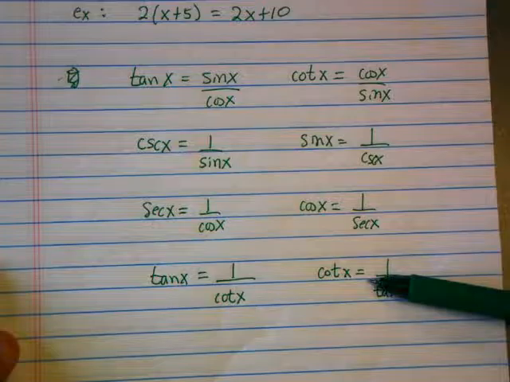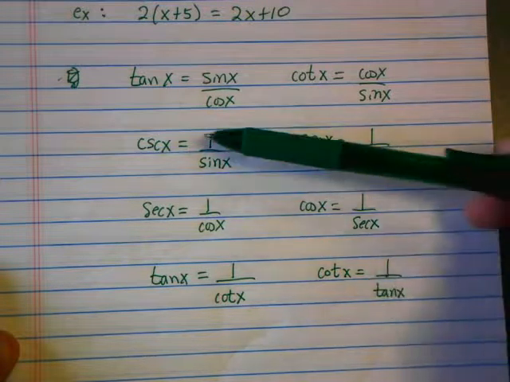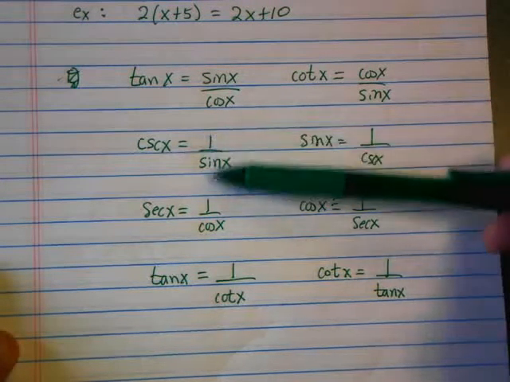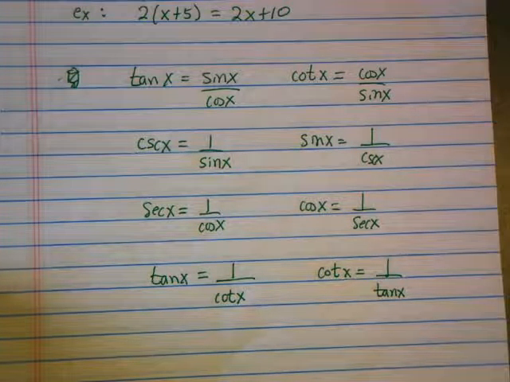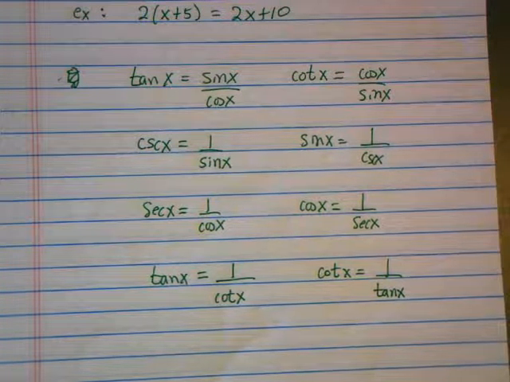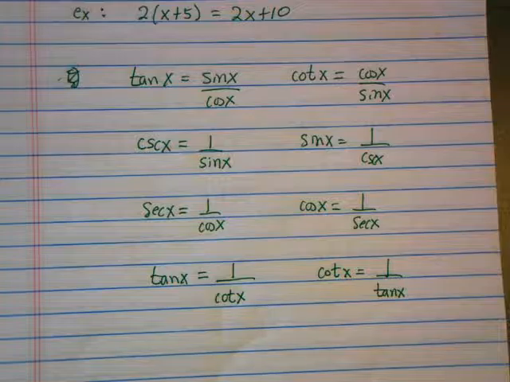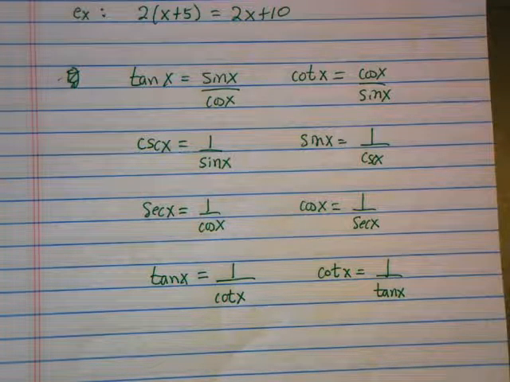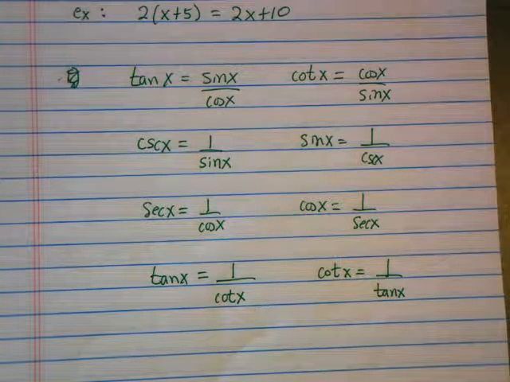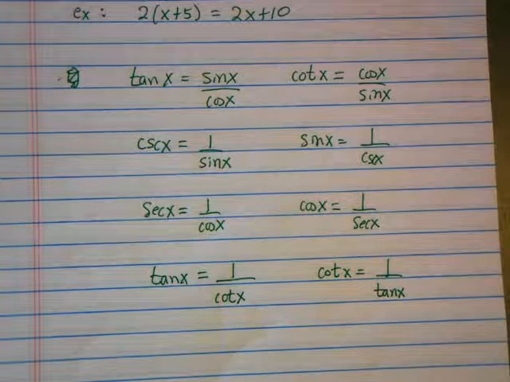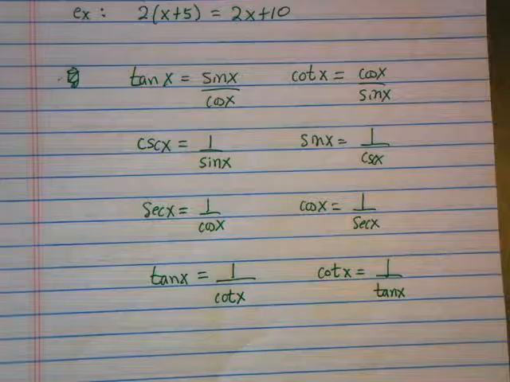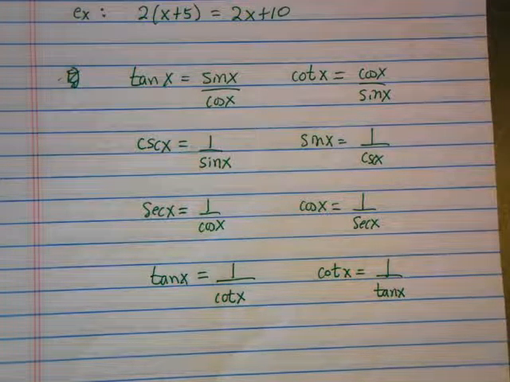Why are they called reciprocals? Because they're flipped. 1 over sine is cosecant. That's a reciprocal. 1 over something is known as a reciprocal. All right, so there's a bunch that we know. Any others? There are some others we've talked about, but we haven't used them a whole lot.